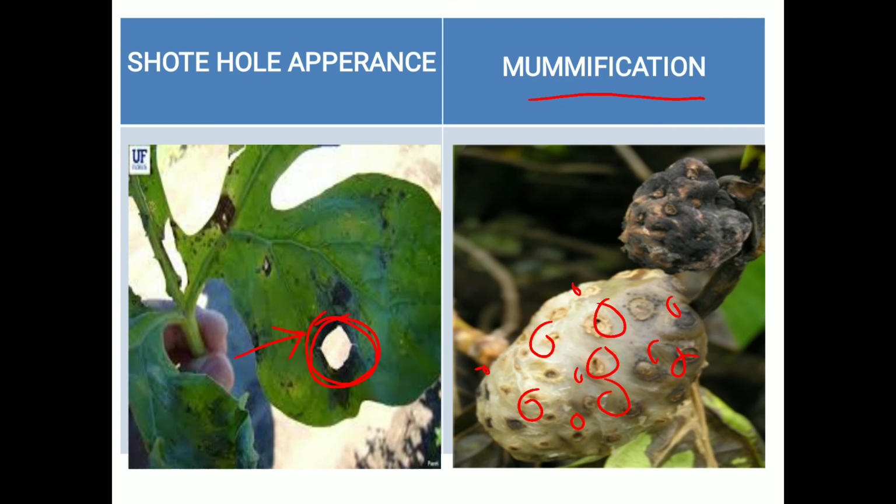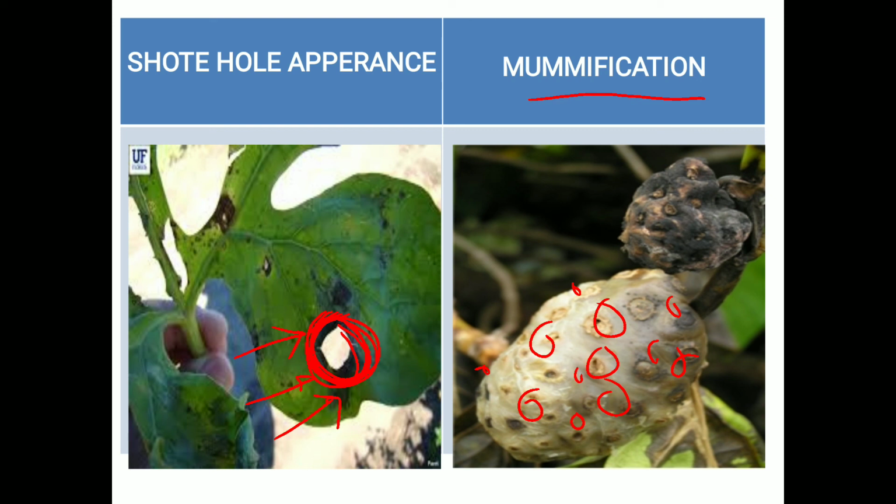Next one is short hole appearance. So short hole appearance means what? There is death of tissue that takes place here, and when the tissues become weak and there is a heavy flow of wind, due to the high pressure of wind, that infected portion is blown away. This is not so much an infectious disease, but sometimes it causes infection to the plants. So it is called a short hole appearance.